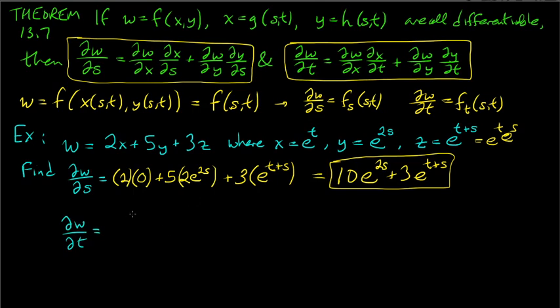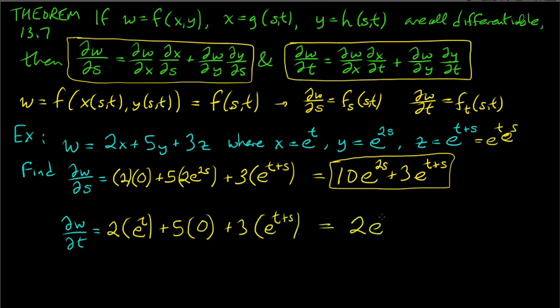Okay, thought I would save some space here. So with respect to t, we still have the x partial of w, that's still 2. And then with respect to t, the derivative of x is e to the t. Plus, right, the y partial of w is 5. And then with respect to t, e to the 2s, the derivative of that is 0. It's a constant, right? Plus 3 times, and again, it's just e to the t plus s. With respect to t or with respect to s, doesn't matter.